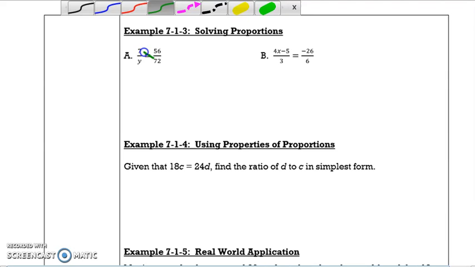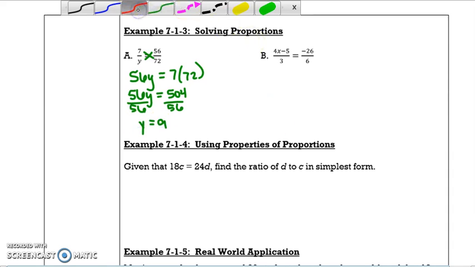So we're going to multiply 7 times 72 and 56 times y. So 56y is equal to 7 times 72, which is 504. And then we're going to divide by 56. So y equals 9.